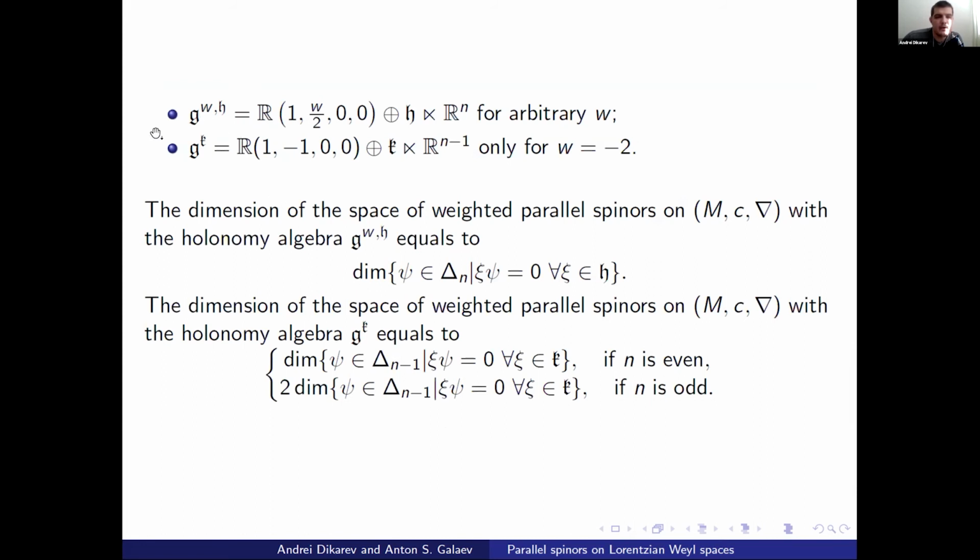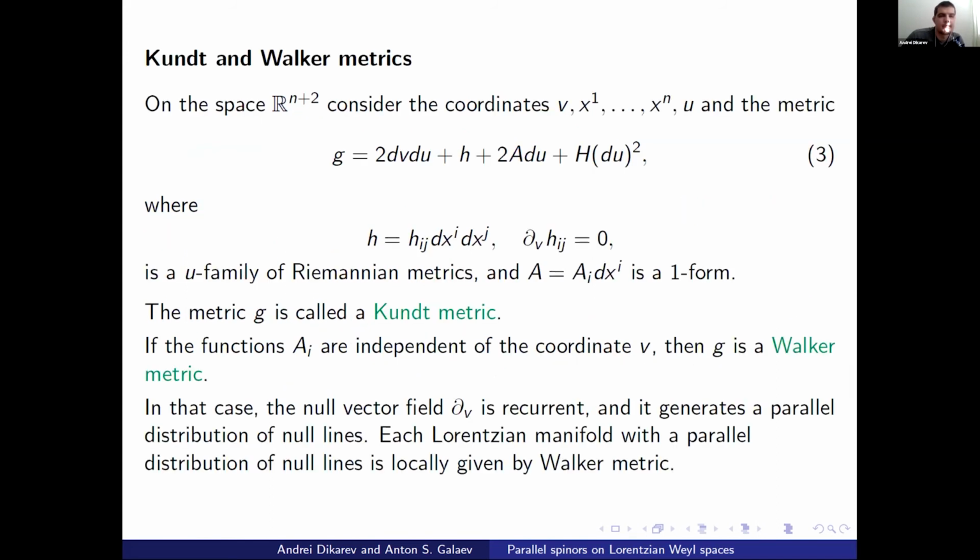The dimensions of these algebras are provided on this slide. Again, I think I don't have enough time to go into detail. So the dimension is obtained. I think that's enough to say here.